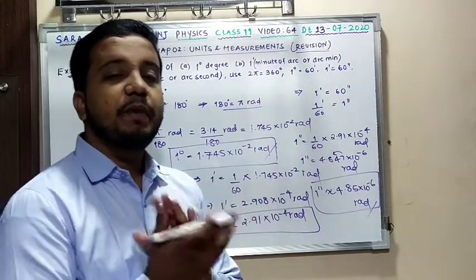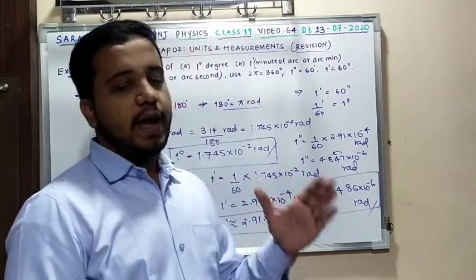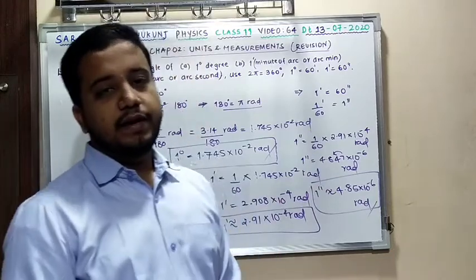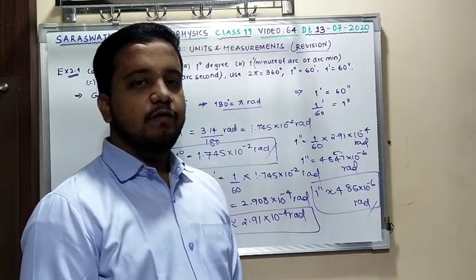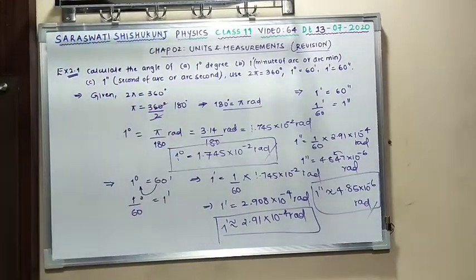See, this numerical is very basic. This conversion from degree, minute and second to radian can be used in further examples. Hope it is perfectly clear. Very good. Now moving to the next topic we have.